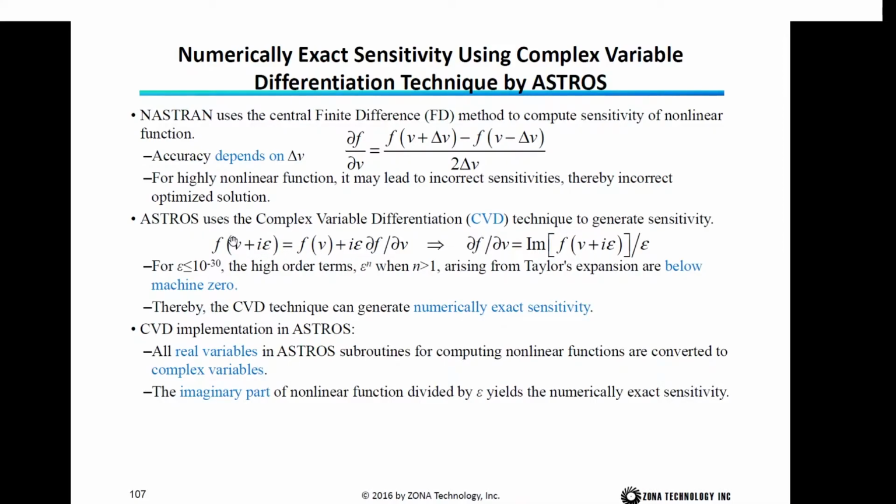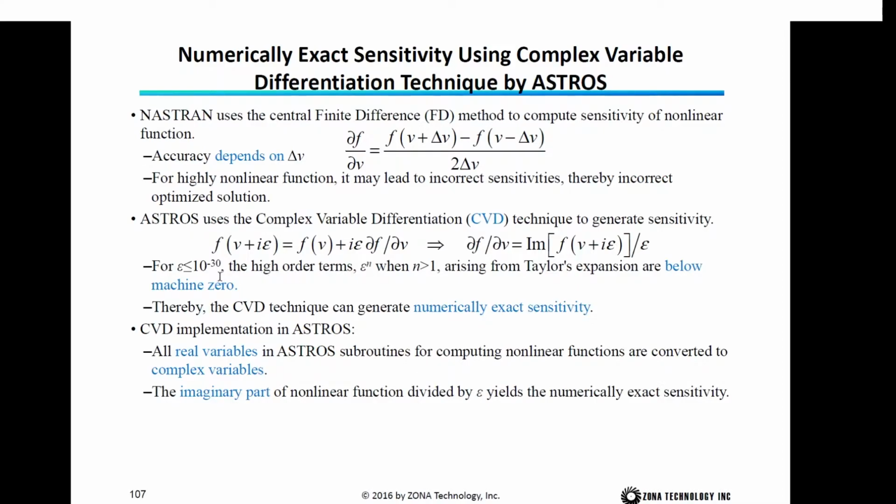We convert the design variable from a real variable to a complex variable. Then we add a very small number to the imaginary part of the design variable. Then we do a Taylor's expansion. From this equation, we can see the partial f partial v is nothing but the imaginary part of this complex function divided by the epsilon.